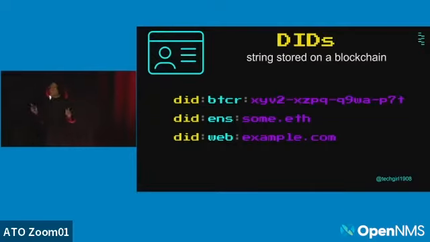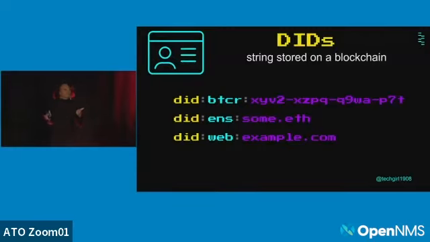Decentralized identifiers are the only part of Web 5 that's stored on the blockchain. And it's simply this string, not anyone's actual information, because we happen to think that's pretty wild to put people's personal information on a blockchain. They follow this standard format, and because of that, they're chain agnostic. So they can be used on any of the blockchains or no blockchain at all.